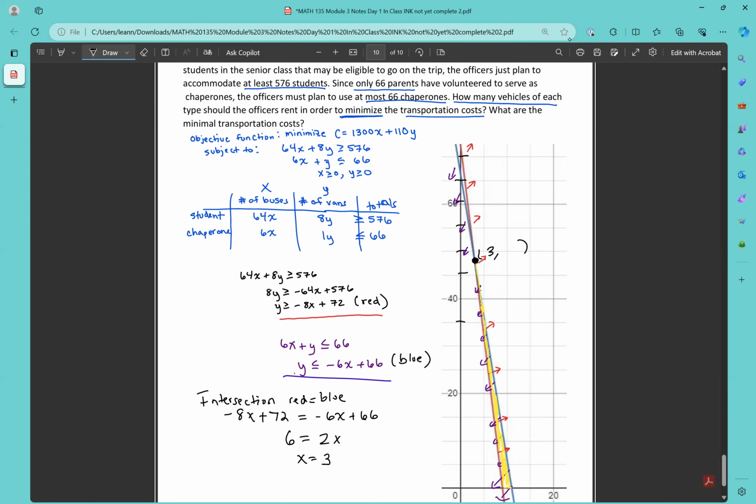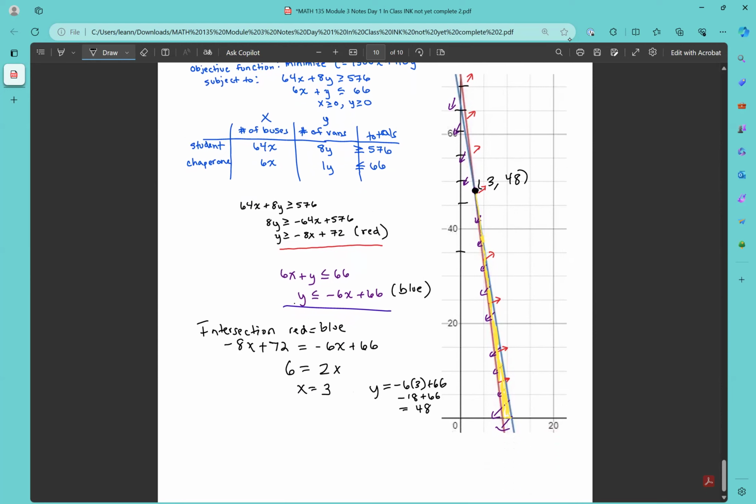If we plug that back into either one, so say you want to plug it into the negative 6x one, we can get our y. So that would be negative 18 plus 66. That is going to be 48. So this is the corner point (3, 48). These two are just our x-axis points for the red and blue lines.